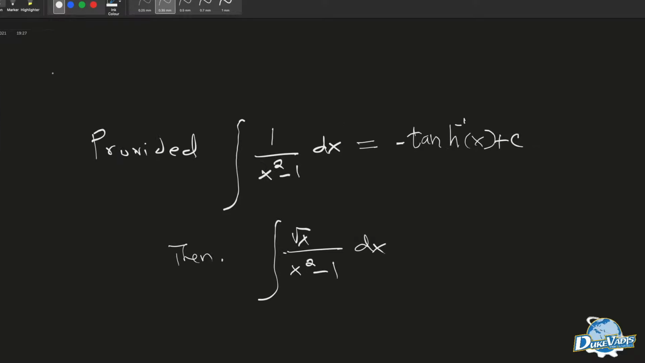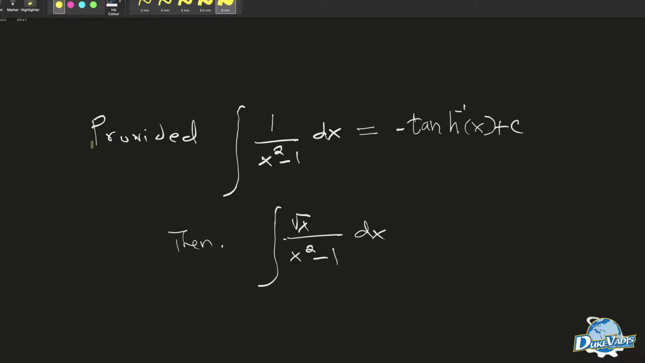So that is what we have. The integral of 1 over x squared minus 1 dx is equal to tangent inverse of x plus c. That's what we have been given. So this is a function, and we are supposed to integrate this. We've been provided with this integral, which is 1 over x squared minus 1. So we are going to take it step by step.